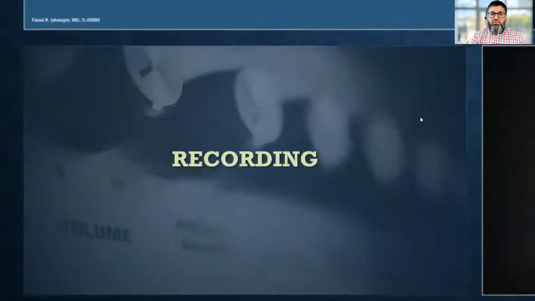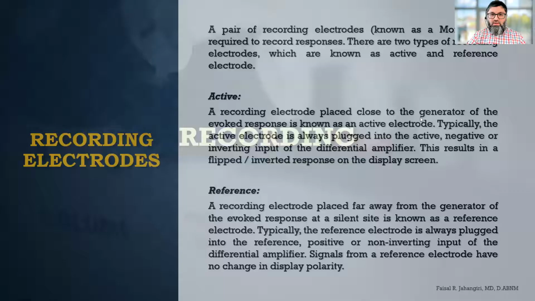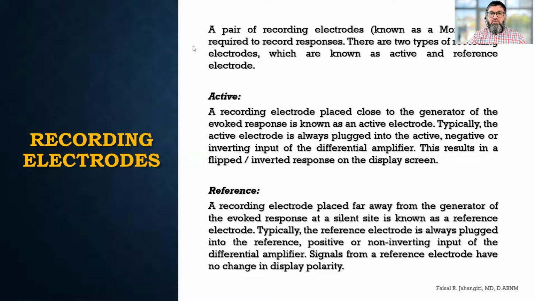So let's go to the recording, and the different types of recording electrodes. A pair of recording electrodes is used for monitoring, and that pair is known as a montage. So a montage is a pair of recording electrodes; we cannot record from a single electrode. We always need a reference, two different points where we compare the size of the signal between the two points, and that is entered into a differential amplifier. So a montage is required to record a response.